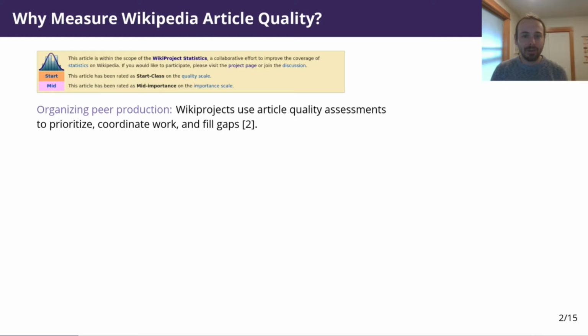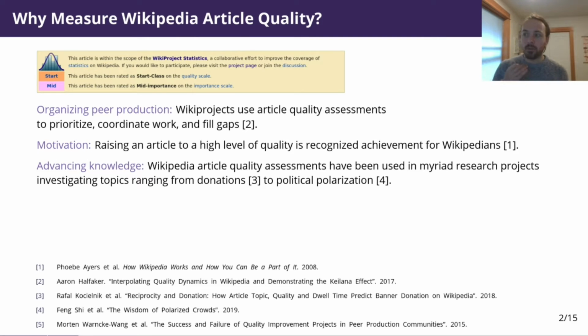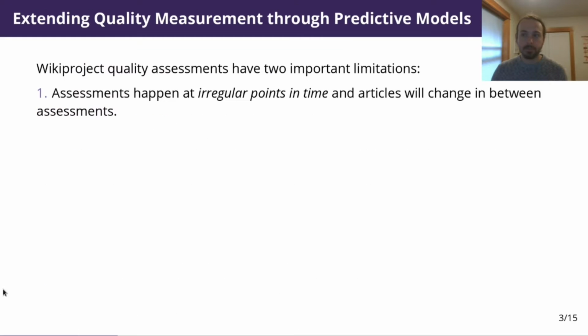Assessing the quality of articles is an important practice on Wikipedia. Wiki projects regularly conduct quality assessments to monitor the quality of the articles in their purview. These quality measures are also important motivators for Wikipedians, as raising an article to good or featured status is a real achievement. Article quality ratings in English Wikipedia have also been widely used in research to investigate topics ranging from donations, to political polarization, to tracking knowledge gaps.